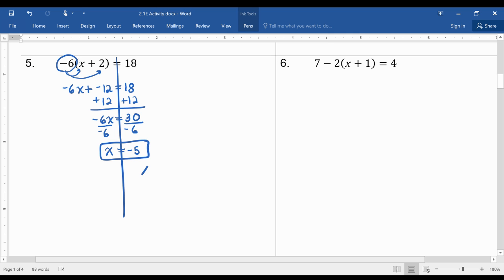If number 5 made sense, I would suggest pausing the video and trying some of number 6 prior to me doing it, or maybe just watching the start and then pausing it once I start the distributive property to see if you can do that. I am going to do my sign change on this one. I do it on most of them because I have to be careful and make sure I'm distributing a -2. So here's a good spot to pause the video if you want to try that.